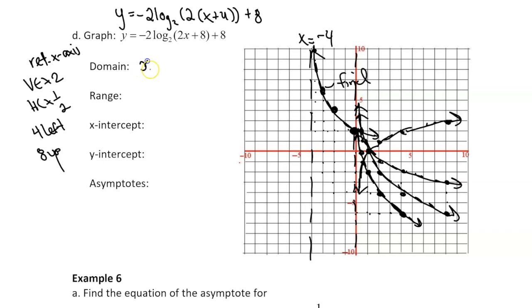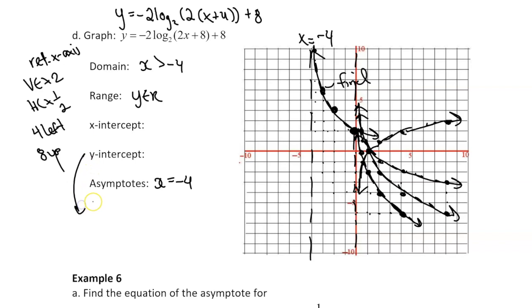Our domain is x is everything greater than -4. Our range is all real numbers. We have an asymptote at -4. And then we have to look at our x and y-intercepts. I'm pretty sure it looks like we have a y-intercept there of 2, but let's confirm this.